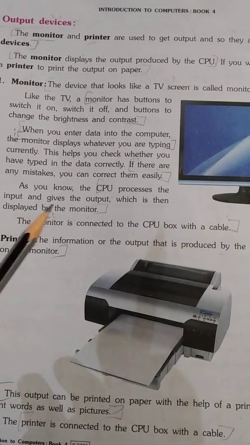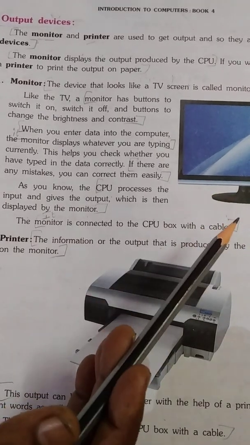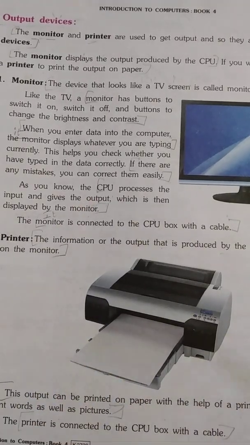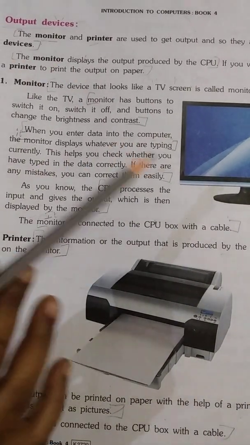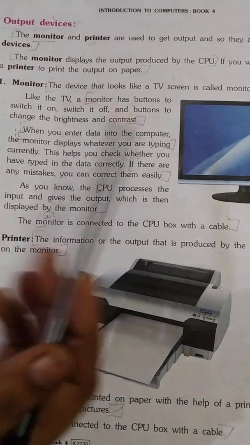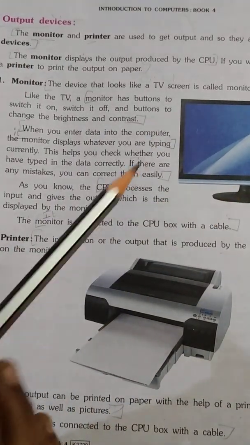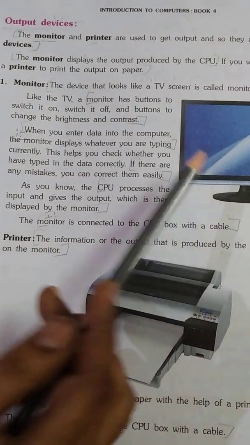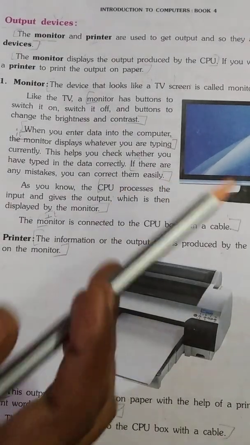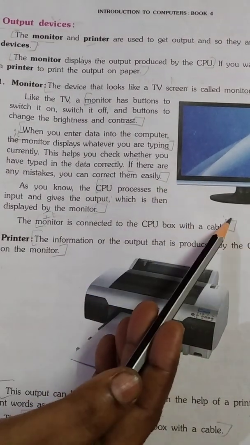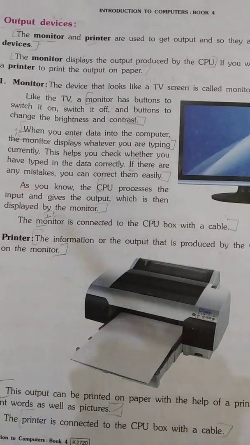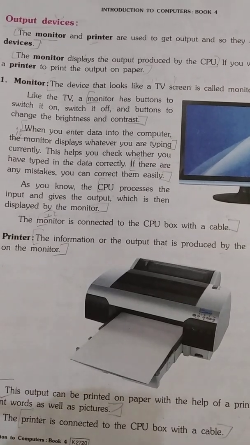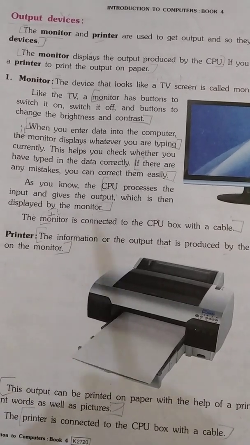As you know, the CPU processes the input and gives the output, which is then displayed on the monitor. Now after typing, let's say I've done some multiplication or addition work. When I press a particular button and give a command, I get the answer. How do I get the answer? There is no need to calculate manually. Just by pressing a certain command, I have got the output. How did I get the output? Because of the CPU. All the work of calculation is done with the help of the CPU.